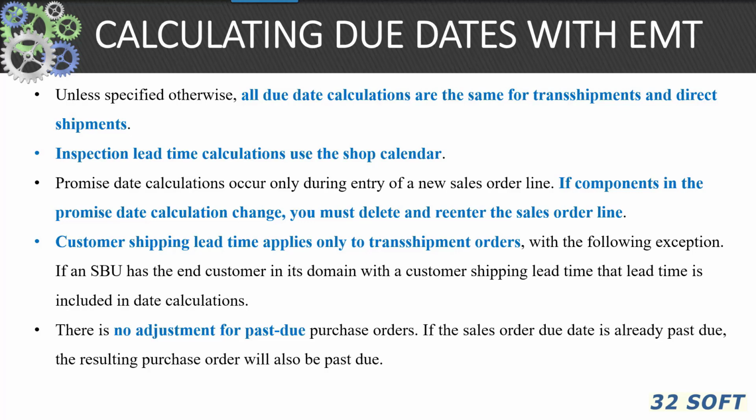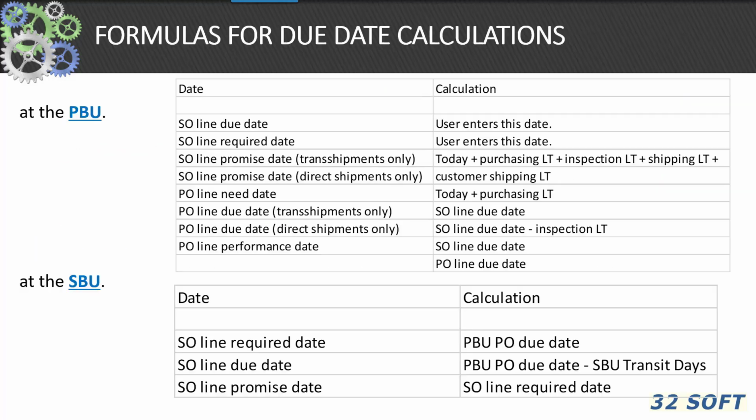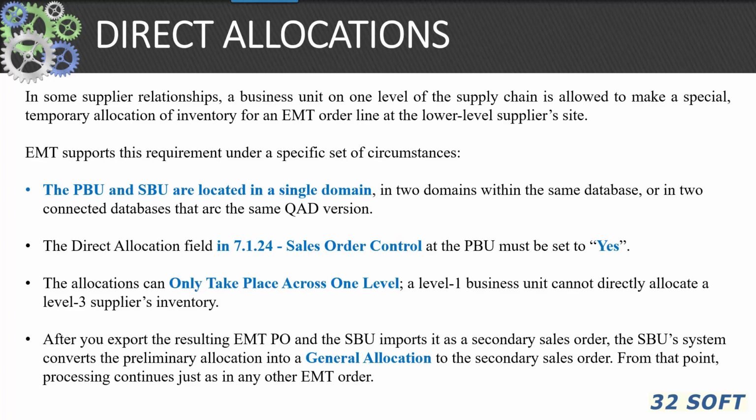We talked about this extensively in our dates in QAD webinar in March. MRP, ERP doesn't like past due dates. If your EMT order is past due, your EMT purchase order is going to be past due. So don't allow past due in EMT. Here are some specific calculations that you can look at a little bit later for how those dates are calculated, both at the primary business unit and the secondary business unit.